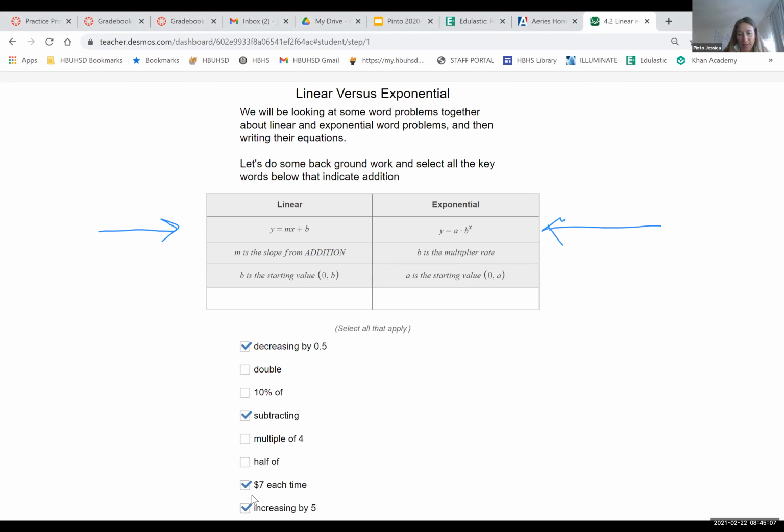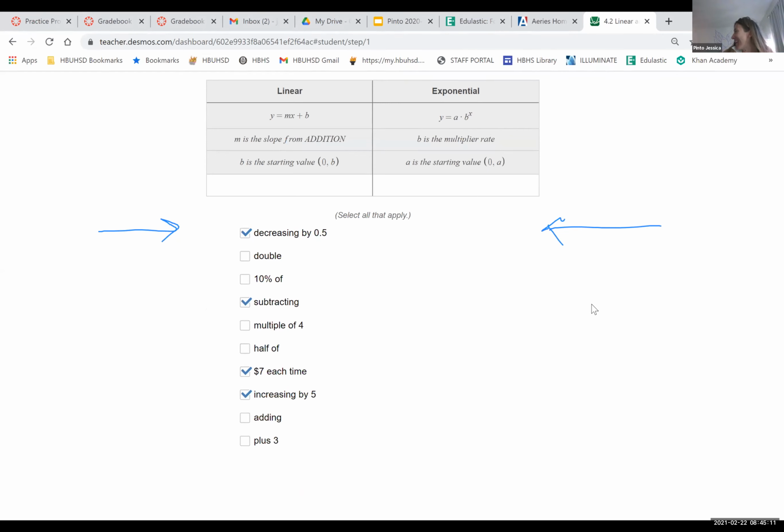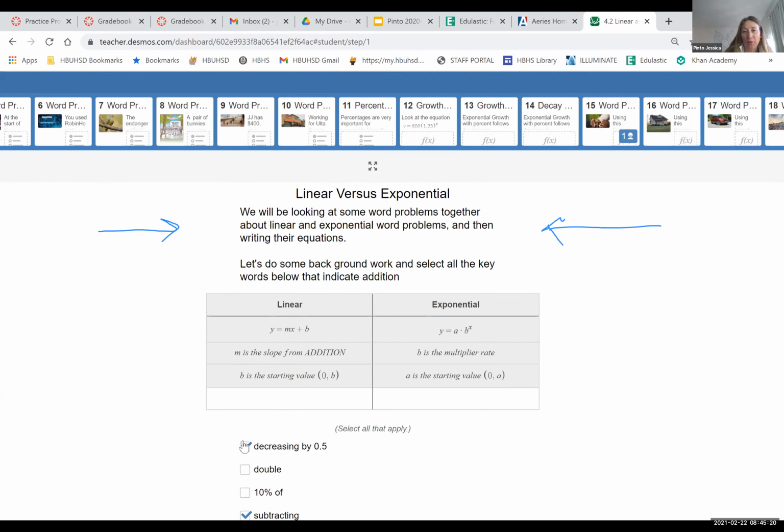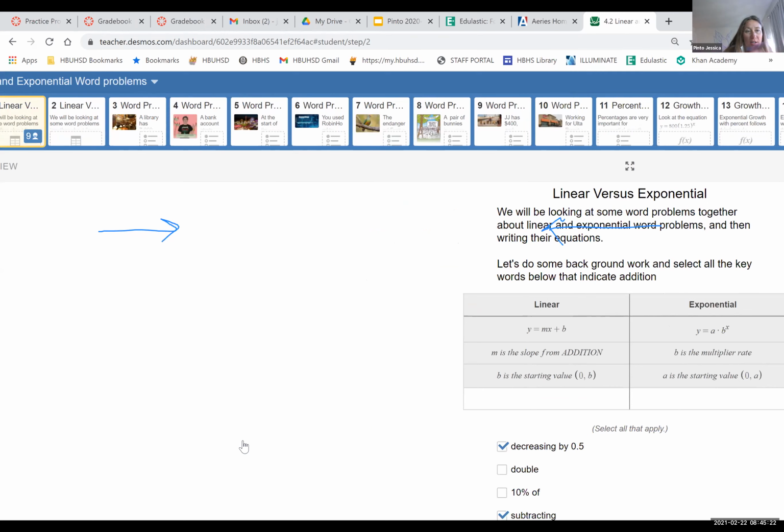Increasing by 5 is another addition keyword. Are there others on here? Yes. Adding and +3 would also be keywords for addition. On the next slide, we'll look at keywords for multiplication.